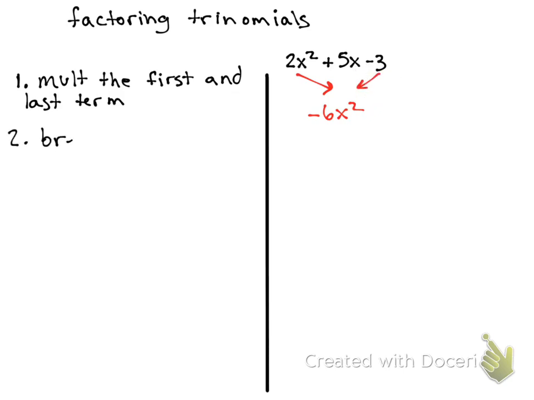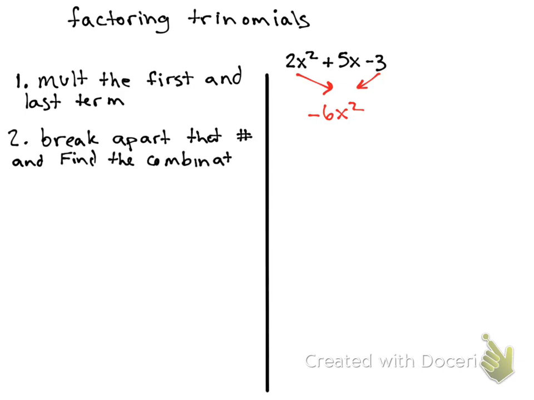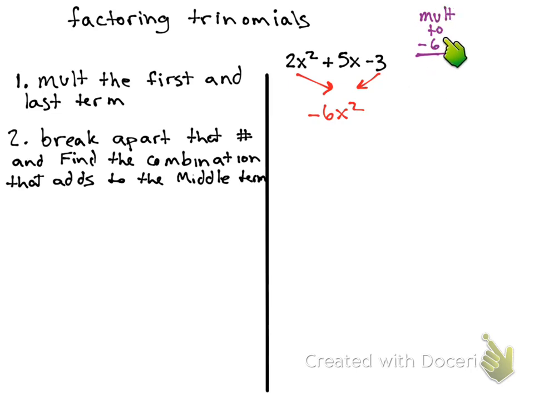Step 2. You want to break apart that number you just got and figure out which combination multiplies to negative 6 and adds up to 5. Alright, so on the side, what I'm going to do is list down all the stuff that multiplies to negative 6 and figure out which one of those adds up to positive 5. So we're listing down everything that multiplies to negative 6.